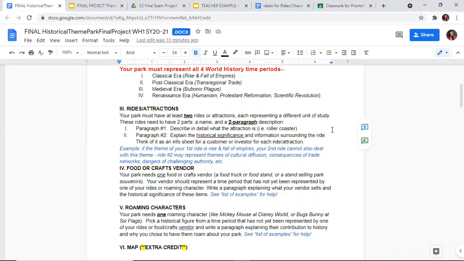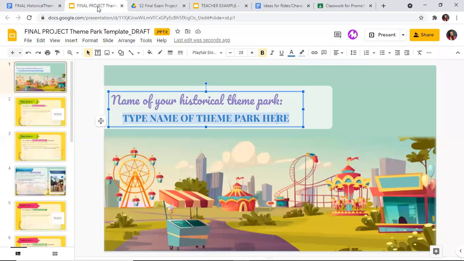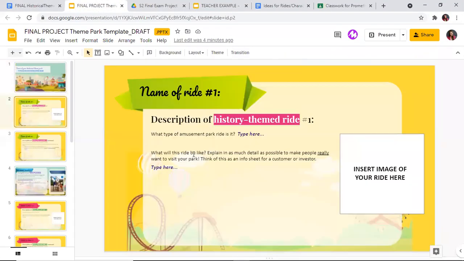Paragraph number 2 tells us the historical significance surrounding the ride. Think of it as an info sheet for a customer or investor for each of your rides and attractions. Taking this back to your final project template, the next slide in the template says name of ride number 1. So once again, make sure that you actually replace this with text.